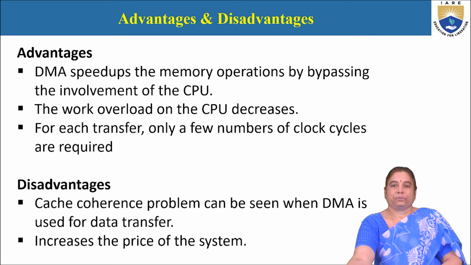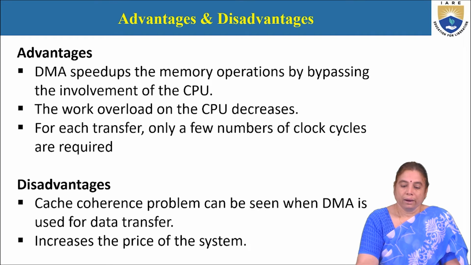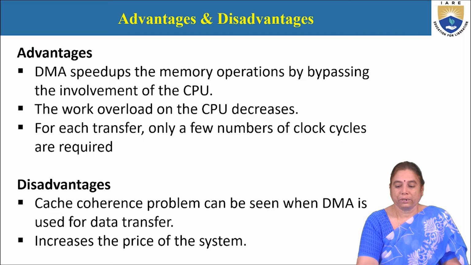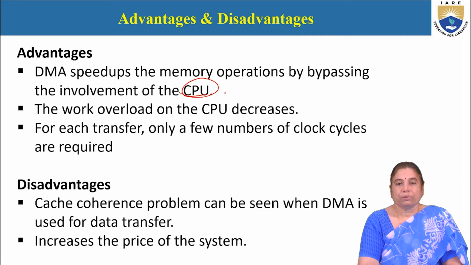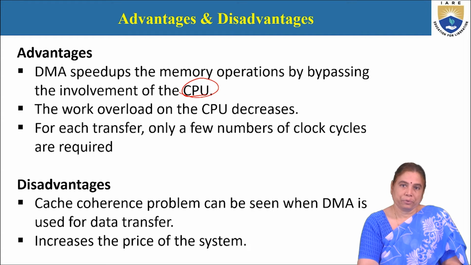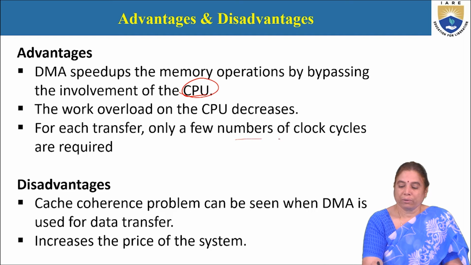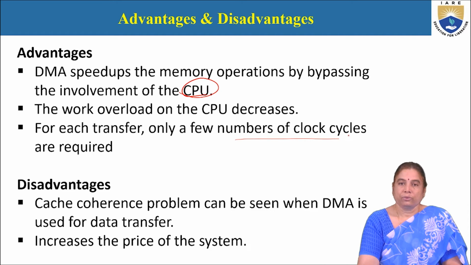What are the advantages and disadvantages of the DMA? DMA speeds up the memory operations by bypassing the involvement of the CPU. So the load of the CPU can be greatly reduced. The idle time of the CPU can be greatly reduced, so the idle time of the CPU can be used for the I/O transfer with the help of DMA. For each transfer, only a few clock cycles are required, so that the speed of execution of instructions can increase, and the system performance and throughput can be increased.